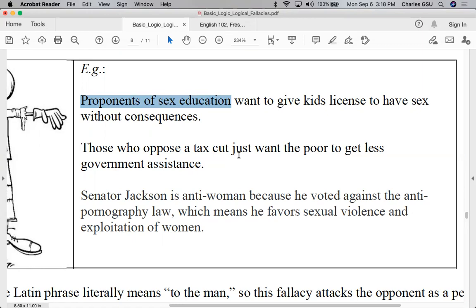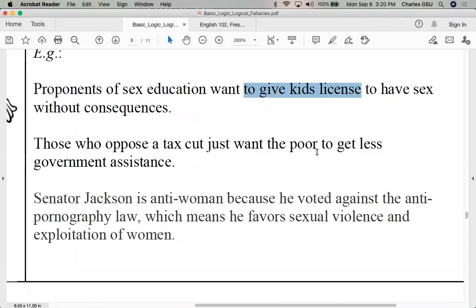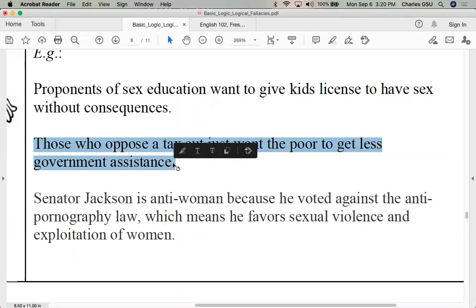But the fact that people even talk to minors, high school, junior high kids, about sexual education or activity seems to lead conservative people who are all about abstinence until you're married to this notion that, well, you want them to just have a free-for-all without consequences. And that's totally just the opposite of what they're driving at. Or this one: those who oppose a tax cut just want the poor to get less government assistance.